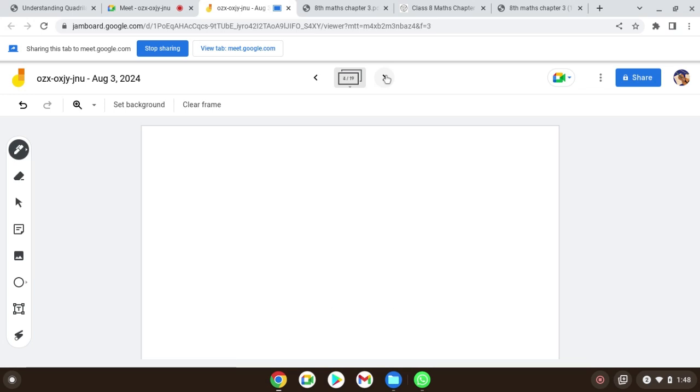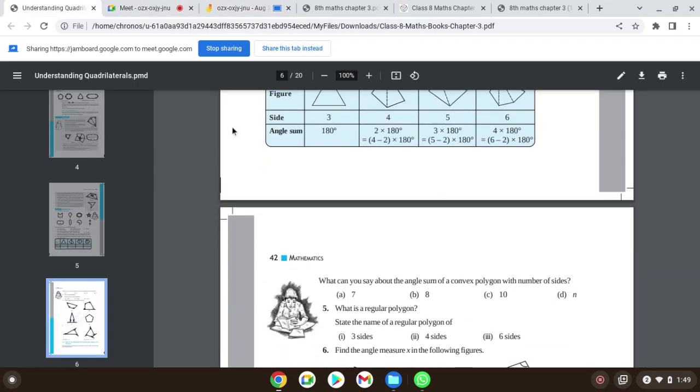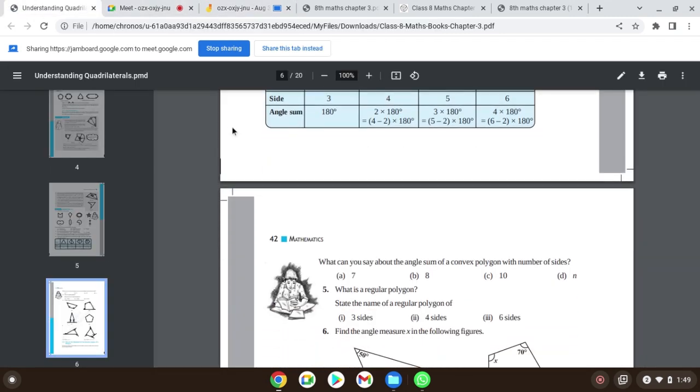Now we have to do it for n. n will be simply like this: n minus 2 multiplied by 180. Is it? I think this is the correct answer. Yes. Okay, that's the answer. Question number 4 is done. Yes, ma'am. Done.